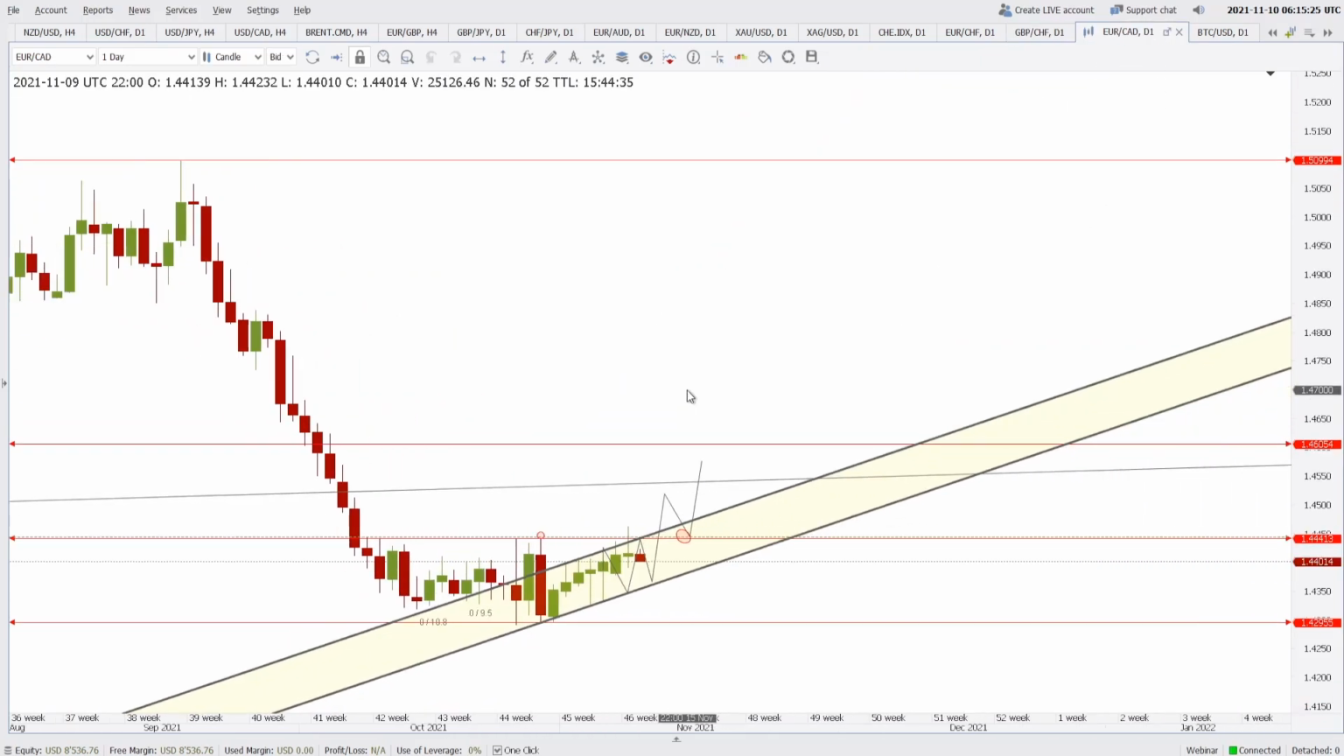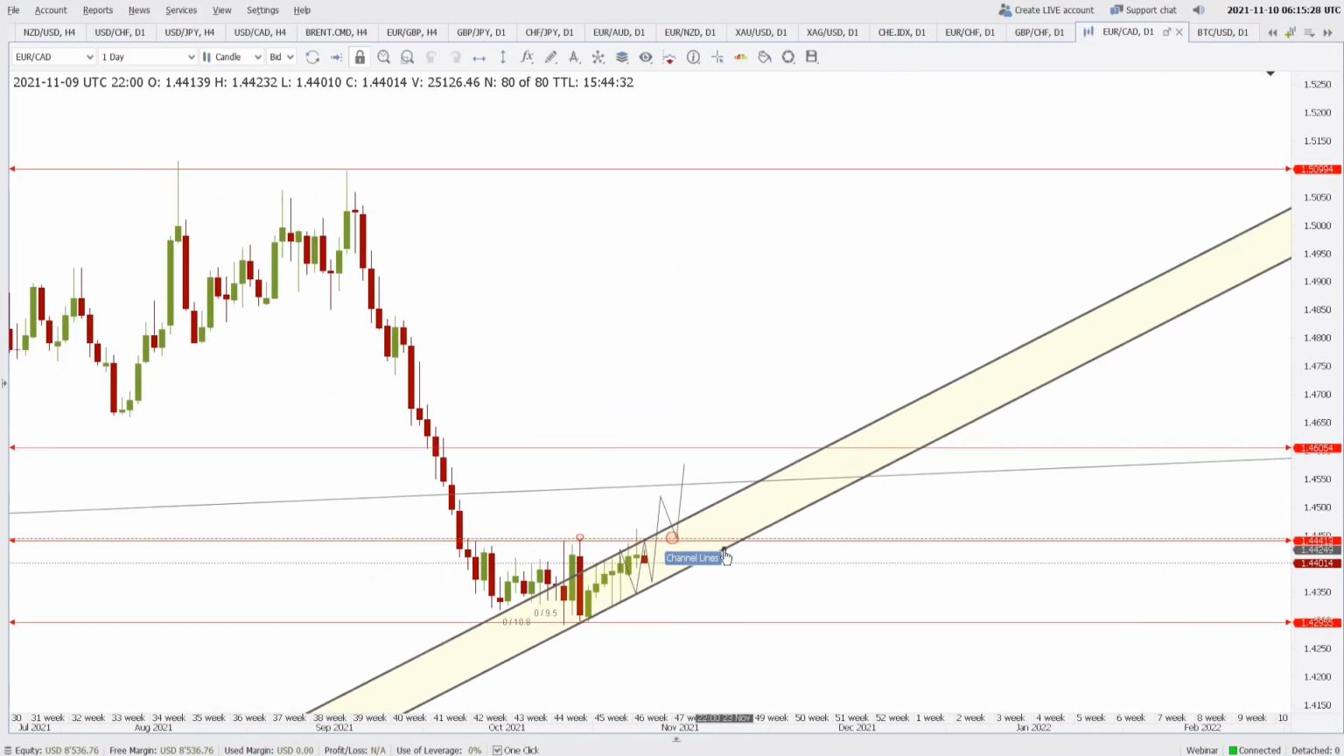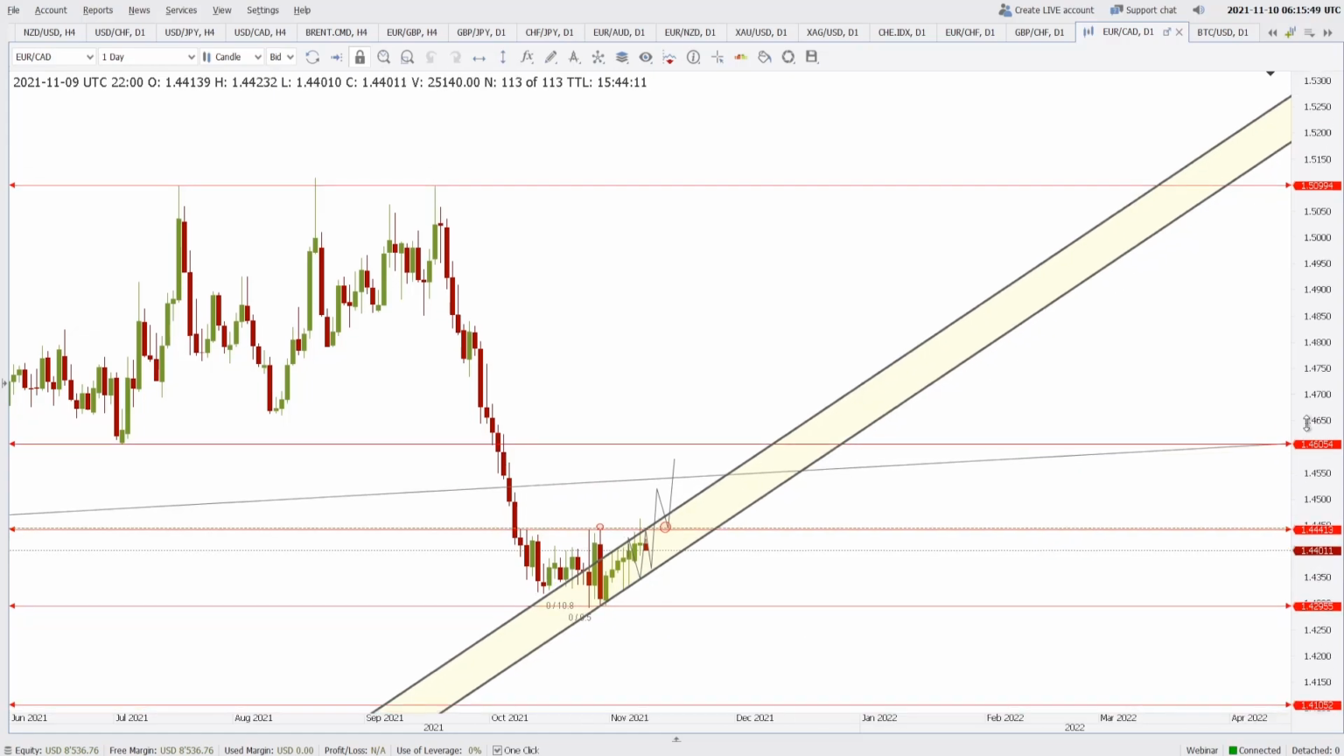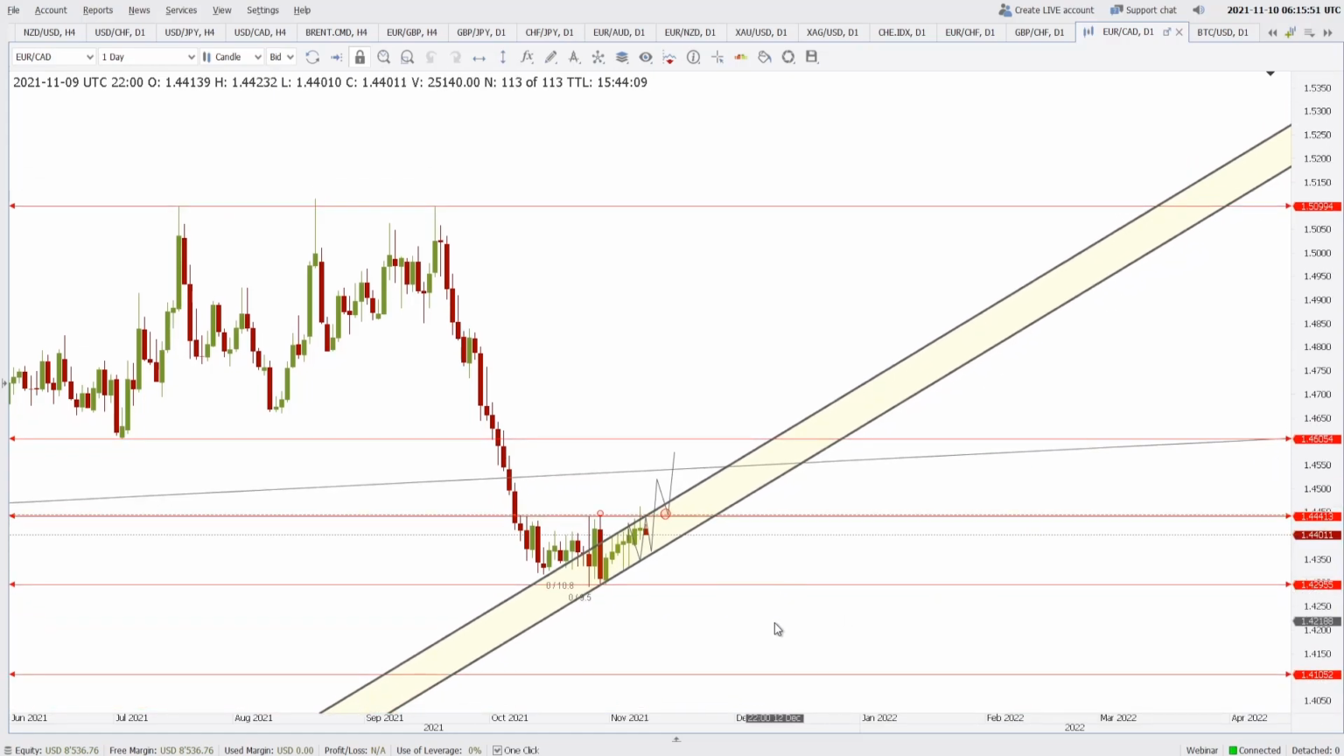EURCAD, we still are looking for a close higher than 1.4441, or otherwise a close below 1.4295, because there is a consolidation happening in this market. So I suggest staying away from this market also, because a close above 1.4441 will expose 1.4605, so we will have almost 200 pips to target, and on the lower side we have 1.4295 to 1.4105, almost 200 pips to the downside also.